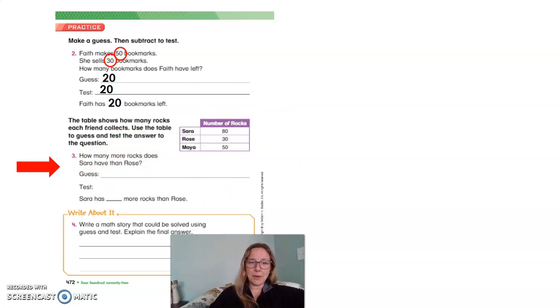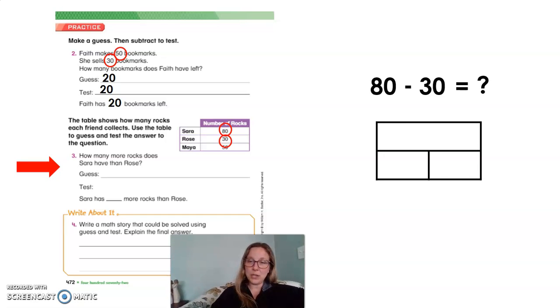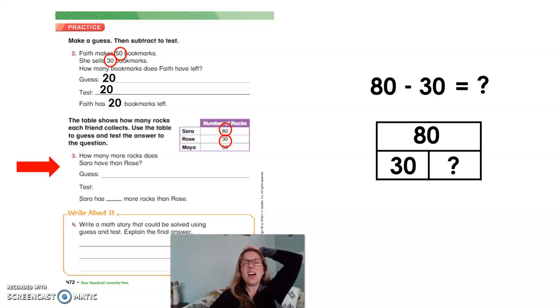So to write out our equation or our math sentence, we can say that Sarah has 80. And if we take away Rose's 30, that will equal the difference. So if we think part, whole, we know that our whole or our total is 80. The number that we're taking away is 30. That's our first part. So this other part will be that missing number or our difference.